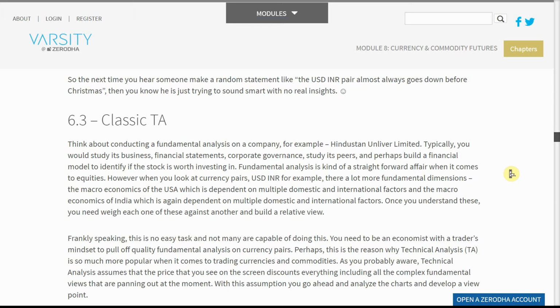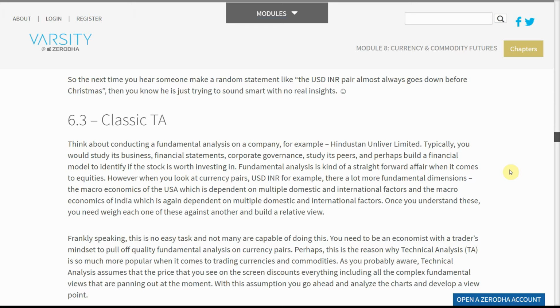6.3 Classic TA. Thinking about conducting a fundamental analysis on a company, for example, Hindustan Unilever Limited. Typically, you would study its business, financial statements, corporate governance, study its peers, and perhaps build a financial model to identify if the stock is worth investing in.